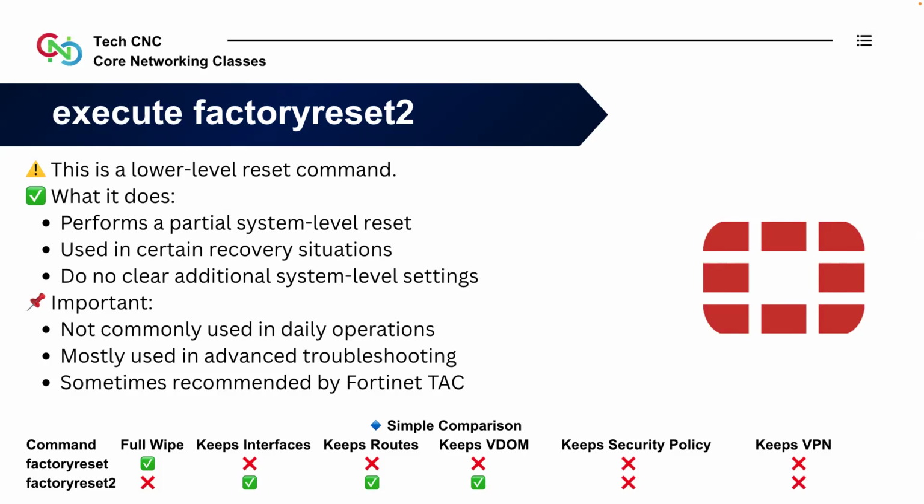If you remember, the execute factory reset was going to wipe out every single thing, right? But in factory reset 2, it will perform a partial factory reset, right? So this is used in certain recovery situations. It will not clear additional system level configuration. When we talk about the additional system level configuration, basically it will keep your interface configuration, your routing table, your routing configuration, basically your static routes, your VDOM names, and your VDOM configuration.